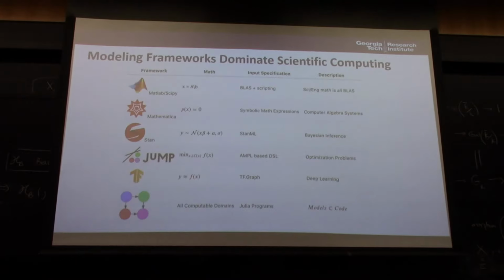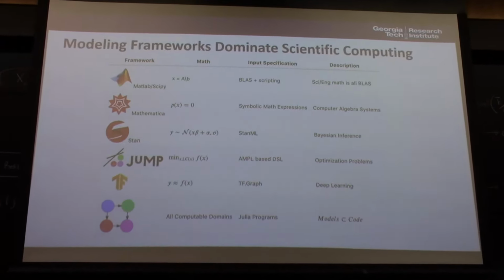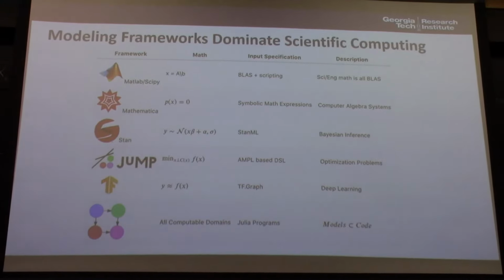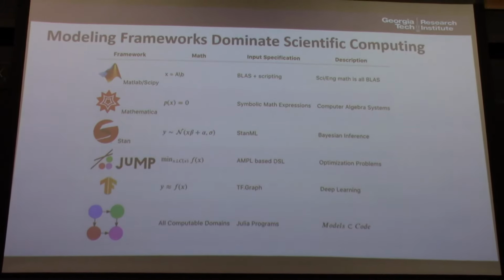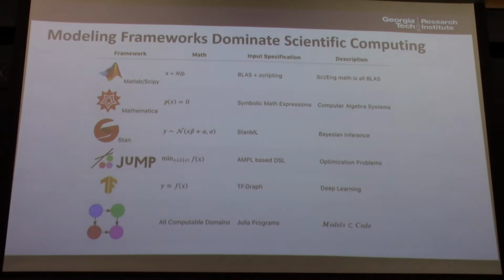Cool. And so kind of where we got started here, and why I think this is at all feasible, is that scientific computing is dominated by these modeling frameworks, like MATLAB, Mathematica, Stan, JuMP, TensorFlow, and it's not dominated yet, but I think SemanticModels is going to be there. And so each of these modeling frameworks have some type of math that they specialize in. So MATLAB, it's linear algebra, right? Everything is either multiplying matrices or solving linear systems or computing eigenvectors. And so you can do a lot of science with just Ax = b.